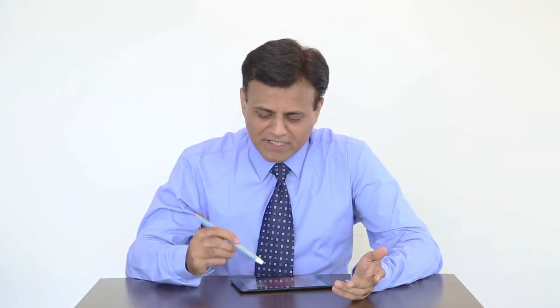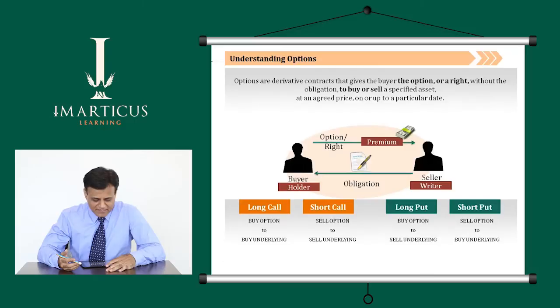But in options, what I do is to buy an option to buy this pencil, which means I pay an additional $1 to secure this right or option. So option contracts are nothing but derivative contracts which give the buyer an option or a right to either buy or sell an underlying asset. Let's understand this in detail.